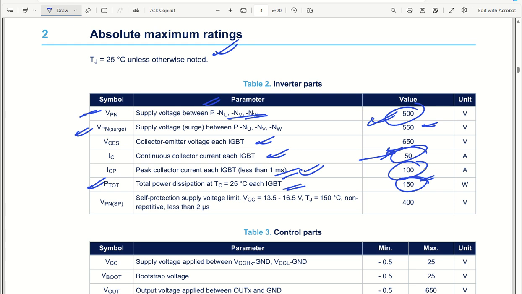Now we have a self protection supply voltage limit. So it has a self protection from 13.5 volt to 16.5 volt. So that's the reason we are going to supply 15 volt. Okay, so VPN will be having 400 volt.